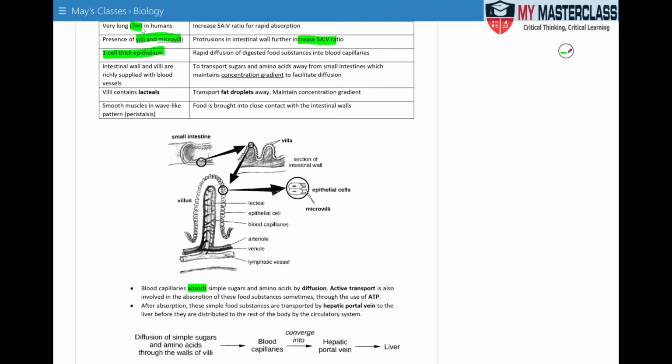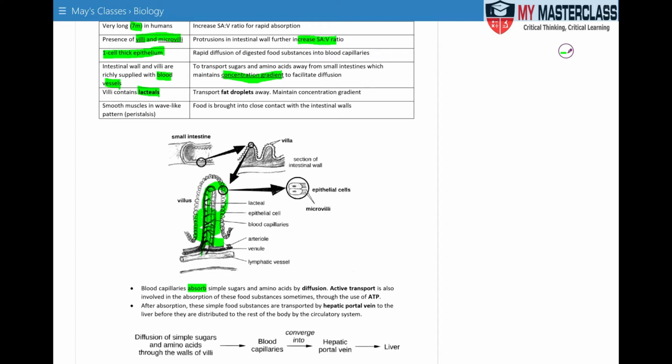In addition to that, glucose and amino acids are being taken away through absorption from the small intestines, and that is made possible by the presence of the blood vessels in the region. Okay, so by transporting the sugars and amino acids, that will maintain a concentration gradient, which will rapidly enable diffusion to take place. Now, what about my fats? Fats are transported by the lacteals, which is this middle component that you see here, and they are all surrounded by blood vessels around it.